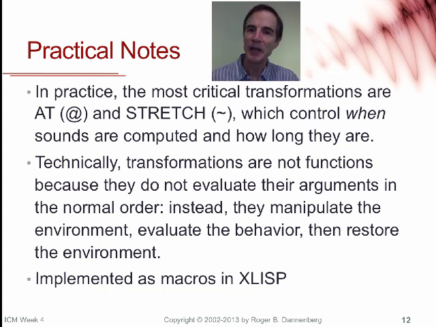Also, technically, transformations are not functions because they do not evaluate their arguments in the normal order. Instead, they manipulate the environment, then they evaluate the behavior, which is an expression, and then they restore the environment. These are actually implemented as macros in XLisp if you're interested. And I think that should be clear. If I say OSC stretch by 3, if I go off and evaluate OSC and get a sound, and then evaluate 3 and get 3, and then try to apply some functions to them, then this whole behavioral abstraction business is not going to work.